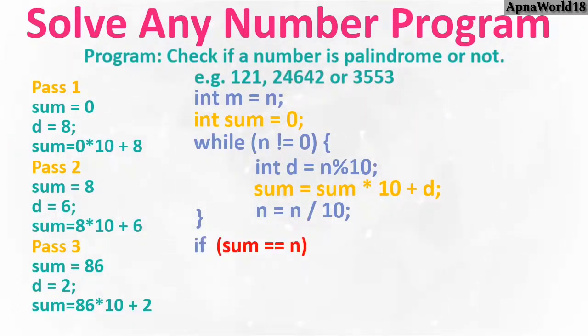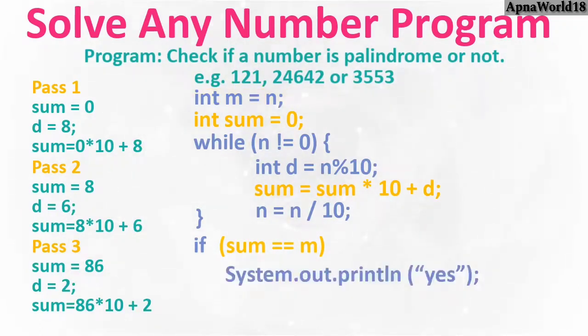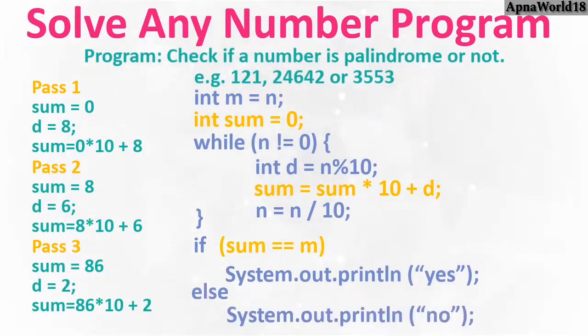Now when we come out of the loop, we have to compare if this reverse number is the same as the original. Now can you use n for comparison? The answer is no, because when we exit from pass 3, we have cut n down to 0. This is where the copy we made in M saves us. We will compare M with sum. If M is the same as sum, then we will print yes, the number is a palindrome, else we will print the number is not a palindrome.